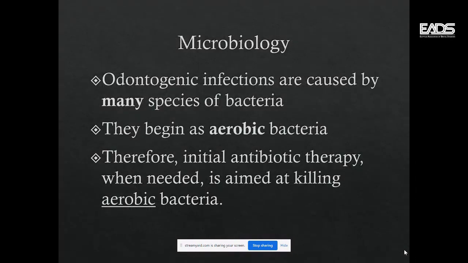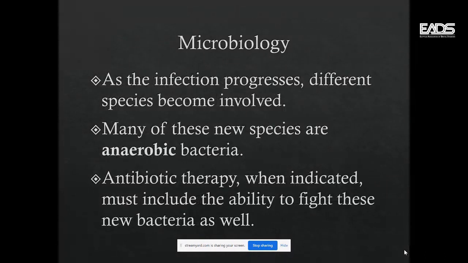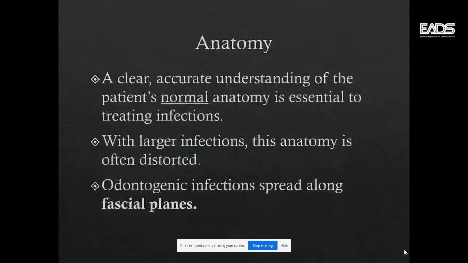So the odontogenic infections are caused by many species, as I said, and they begin as aerobic bacteria and therefore end up having anaerobic colonization as the infection progresses. Many of these new species are anaerobic, and antibiotic therapy, when indicated, must include the ability to fight these new bacteria, meaning the anaerobic bacteria, when it progresses to advanced levels.